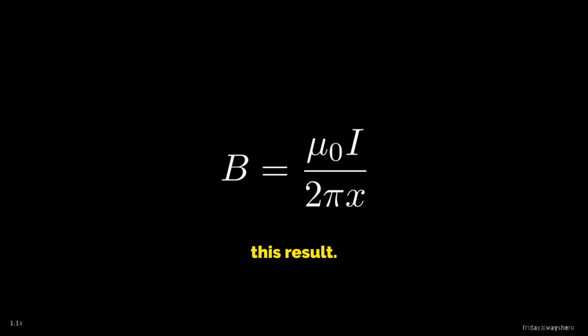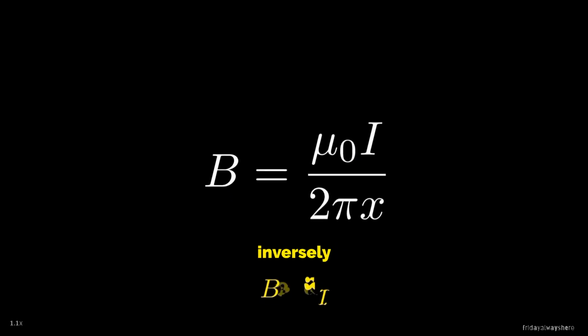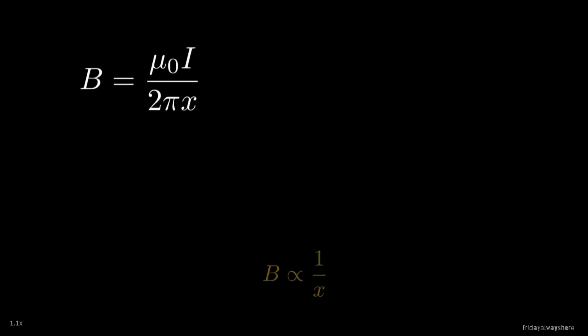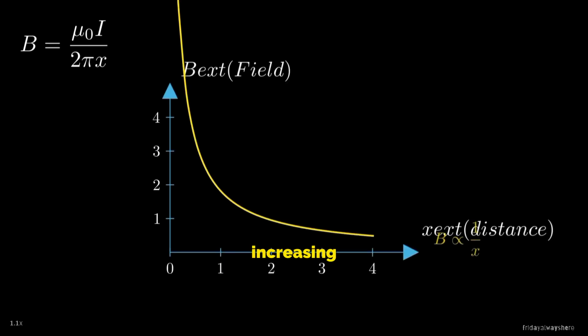Let's analyze this result. The magnetic field is directly proportional to the current I and inversely proportional to the distance x from the conductor. The magnetic field decreases rapidly with increasing distance.